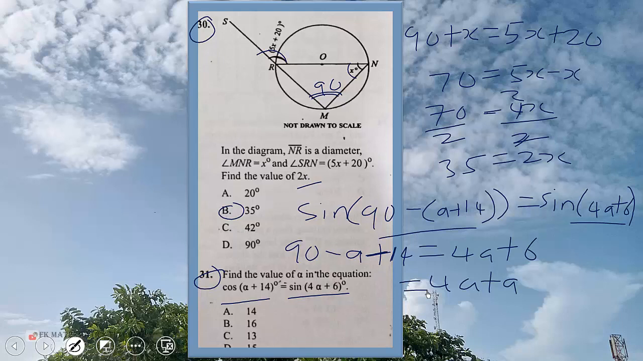Ninety minus 14 is, okay, so we are going to get 90 minus 20, which is 70. And so 5a is equal to 70. Divide that by 5. 5 will go into 60 12 times, so it will go into 70 14 times.